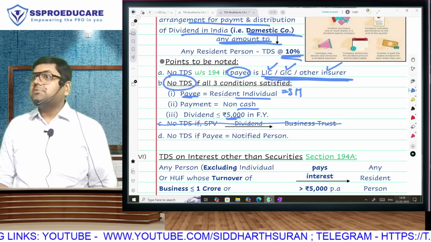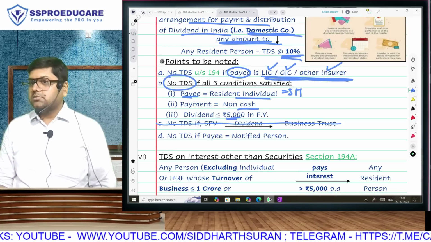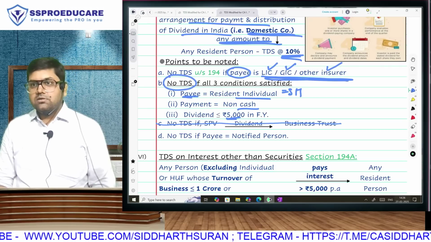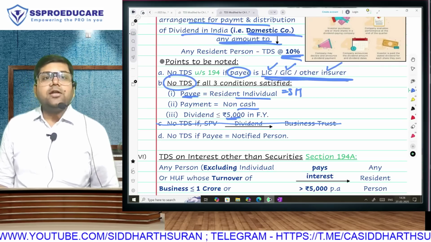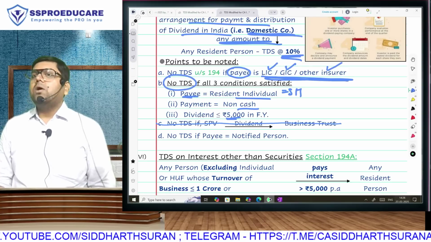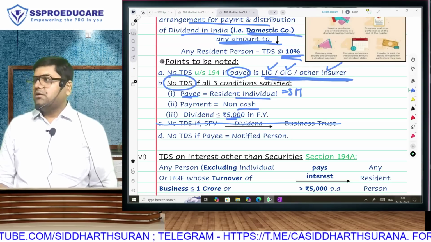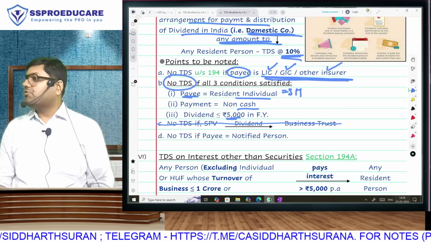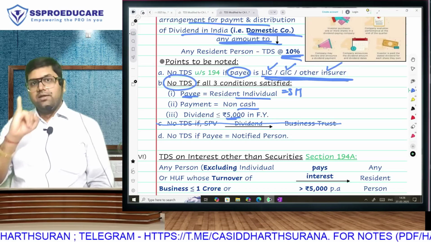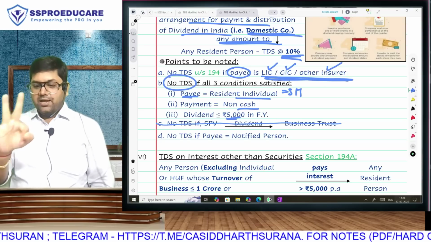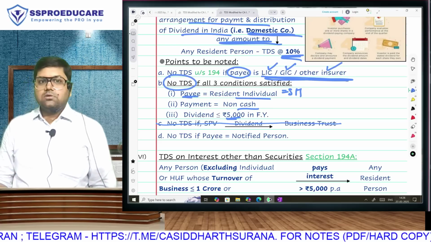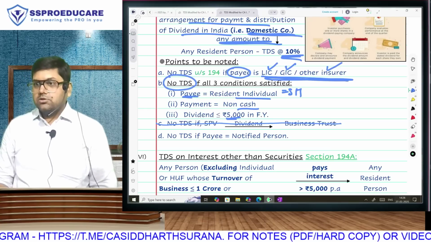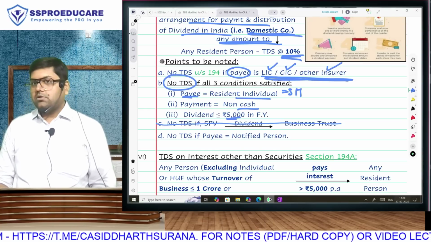You understood? I am a shareholder of a company, Adani Enterprises. I have 10 shares. You want to laugh at that investment? No. 10 shares. Adani Enterprises declared a dividend of 1 rupee 20 paisa per share, which gave me a total dividend of 12 rupees. No TDS. Why? Resident individual, non-cash, and up to 5,000. But that 12 rupees is also taxable. That is clear. So this monetary limit is only for TDS.